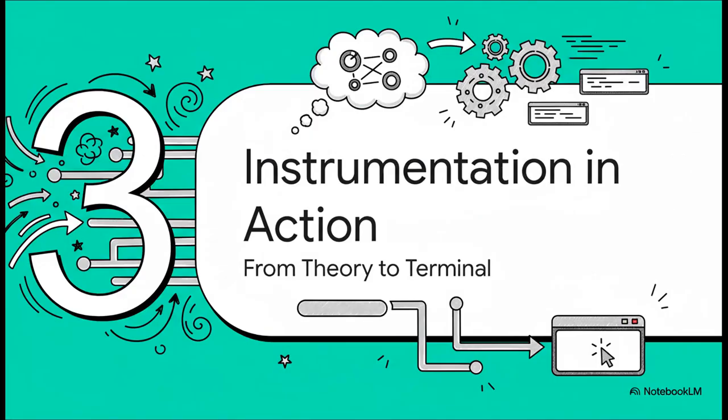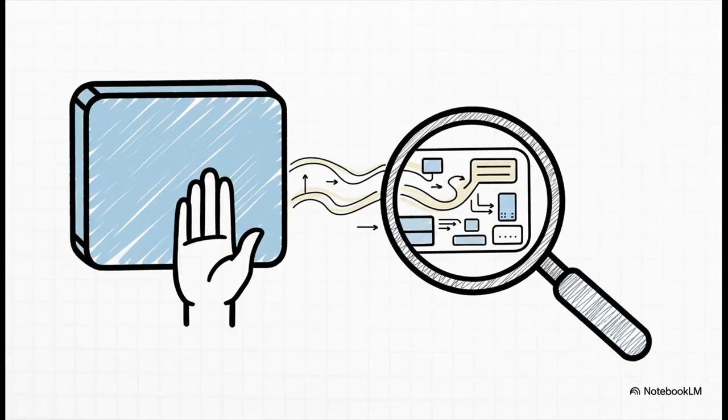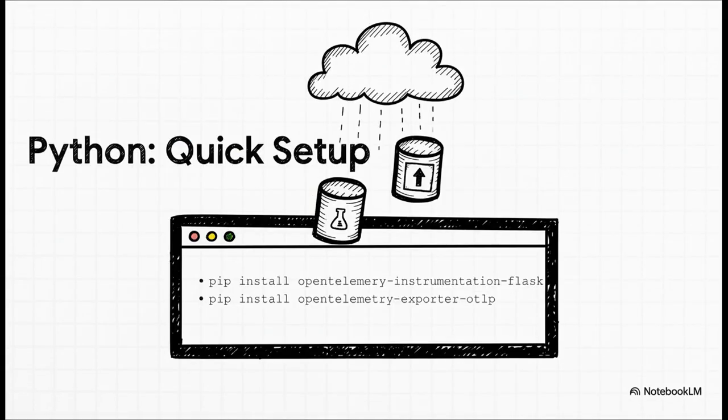All right, enough theory. Let's see what this actually looks like in the real world. We're moving from the slide deck to the command line, and you're about to see just how ridiculously easy it is to get started. We'll kick things off with a super common setup, Python with the Flask web framework. Our goal here is simple: get full visibility into every single web request without changing a single line of our application's source code. And believe it or not, it all starts with just 2 pip install commands. The first one grabs the library that knows all about Flask, and the second one gets us the exporter we need to send the data out.